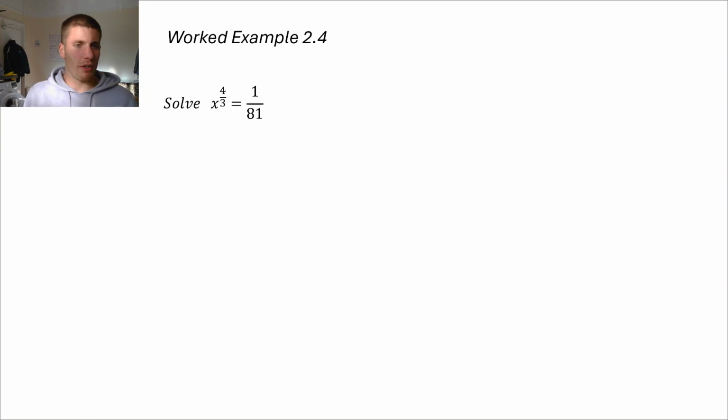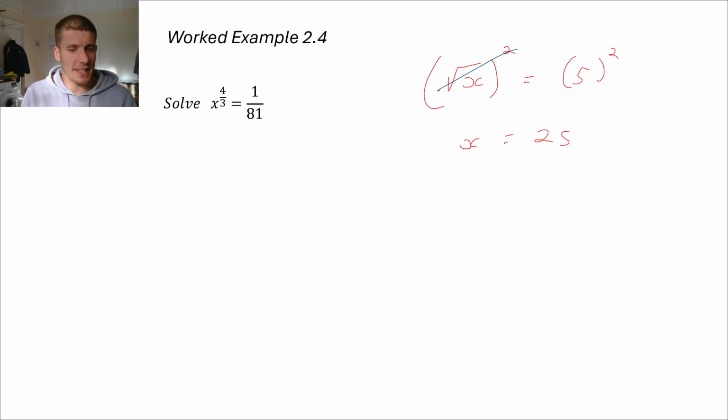Good. 2.4, this one here is saying solve this. So you want to find the value of x. So x to the power 4 over 3 is equal to 1 over 81. Now, if you wanted to solve something like the square root of x was equal to, I don't know, 5 for example, you need to get rid of the square root on this side, and you would do that by doing the opposite of a square root, which is to square both sides of the equation, because then these would cancel and you would be left with x being equal to 5 squared, which is 25. So this is the idea behind this question.